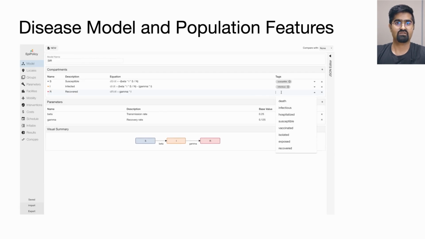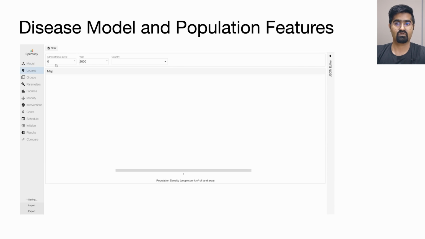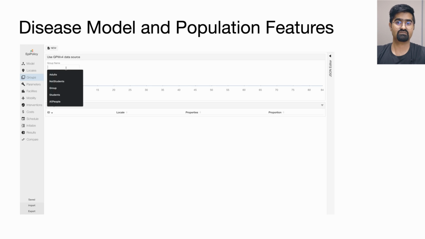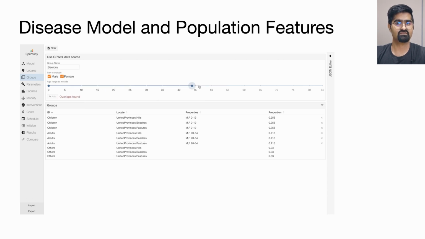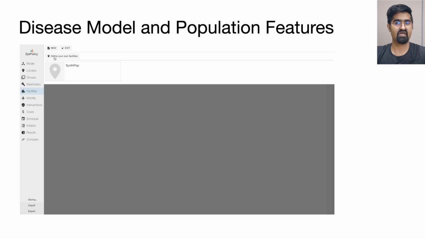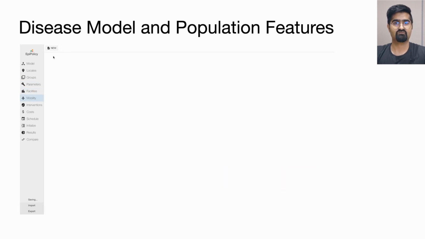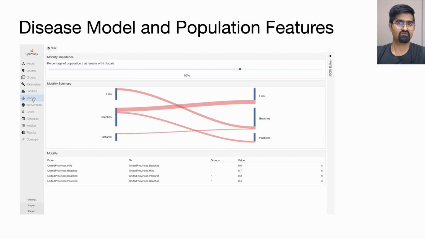Now, let us see how a user can define a basic SIR model with subpopulation groups and interventions. We will select the SIR model from the list of built-in models. Next, we load geographic and population data for a fictional country. Then, we create 3 subpopulation groups by defining the genders and age ranges of each group. EpiPolicy will automatically calculate the distribution of each group within each locale, using the demographic data loaded in the previous step. After defining the groups, we can load data for facilities and mobility using EpiPolicy's built-in plugins.